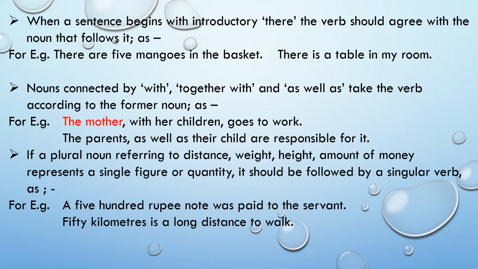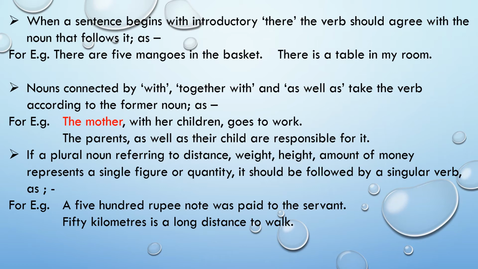Example, the mother with her child goes to work. Now children, here this word children is a plural. So here we cannot write the mother with her children go to work. Here we are using the former noun. So the mother is singular. So we write here goes to work. The parents as well as their child are responsible for it. Here see, child again is singular. Here we cannot write the parents as well as their child is responsible for it. We are using the former, the parents. The parents are plural. So we have used are here.